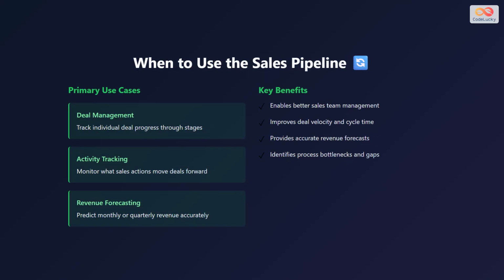The sales pipeline provides crucial operational advantages. It gives clear visibility into all active deals and their current status. It allows managers to forecast revenue based on the deals in progress and their probability of closing. It tracks team activities and performance metrics. It ensures accountability by showing who is responsible for each deal. And it enables better resource allocation by identifying where bottlenecks exist in your sales process.